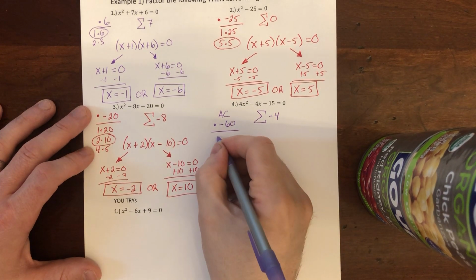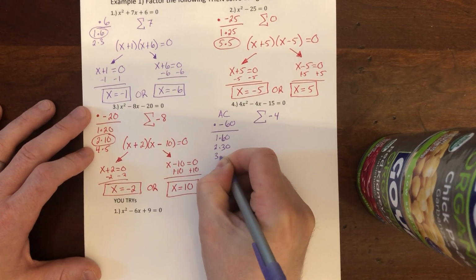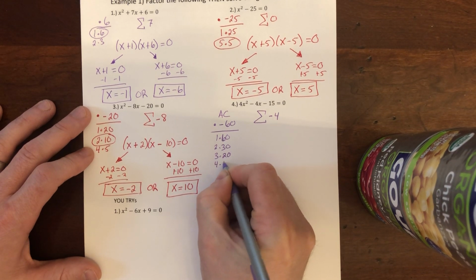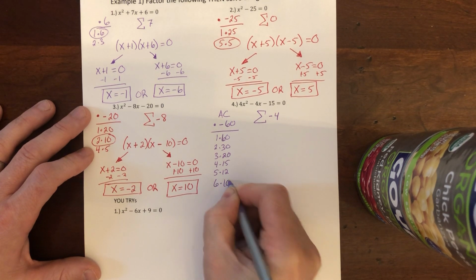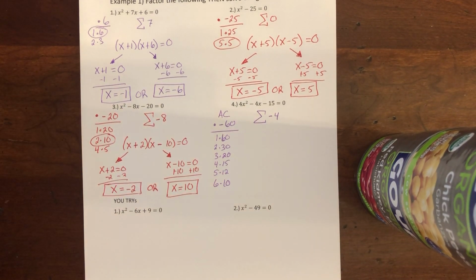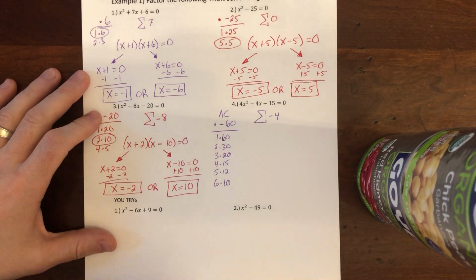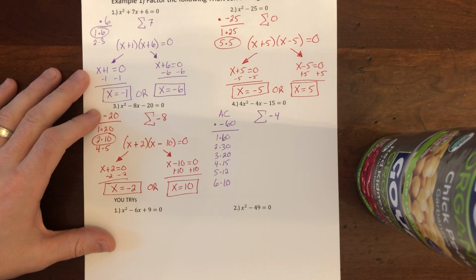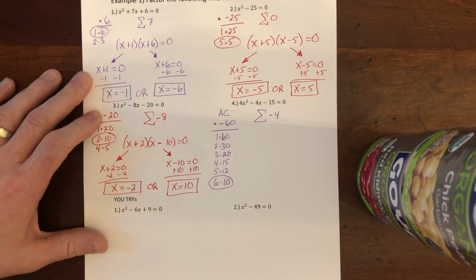Okay? So our factors of 60: 1 and 60, 2 and 30, 3 and 20, 4 and 15, 5 and 12, and 6 and 10. So this one has a lot of factors of 60, but it's still good to practice and go through which ones are which here. So when we do this, our sign is a negative, so the signs are going to be different. So we want to find the difference. Which ones here have a difference of 4? That would be down here at 6 and 10.